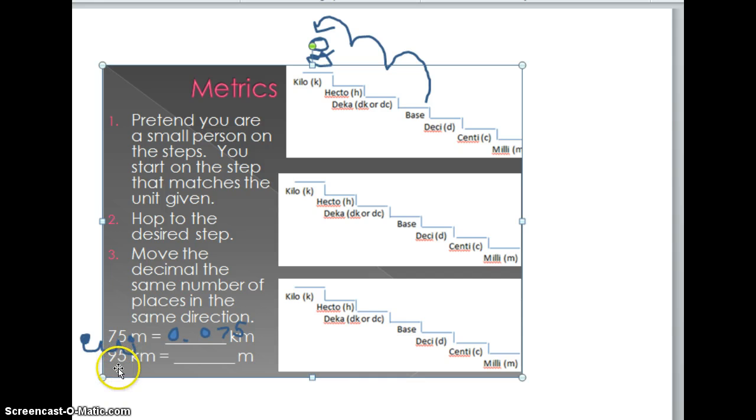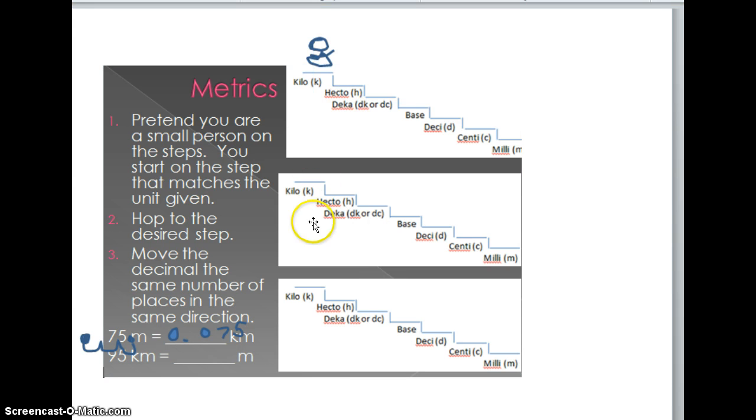All right, let's do the next example. I have 95 kilometers and I want to go to meters. Okay, so I pretend I'm a little person. I'm starting at kilometers this time because that was the unit that was given, and I'm hopping to meters. So, okay, 1, 2, 3, 3 hops to the right. So I did my 3 hops to the right. Now I got to take my decimal, and I also move my decimal 3 hops to the right.